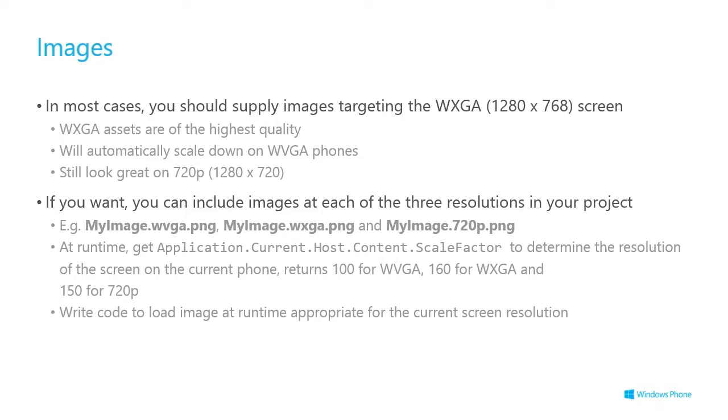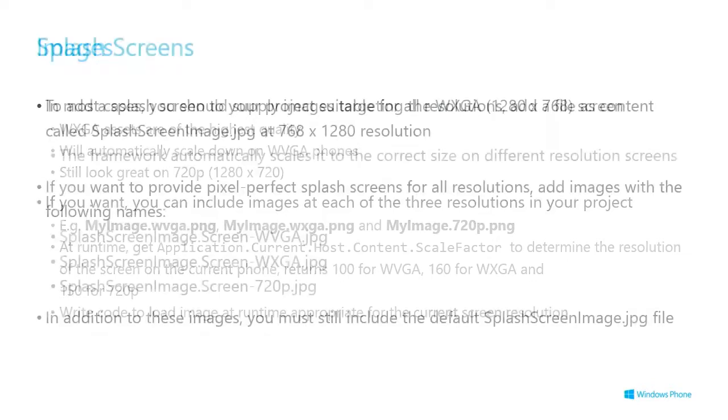Just include all 3 images in your project, and then in code you can get the Application.Current.Host.Content.ScaleFactor property, and that will return 100 for WVGA, 160 for WXGA, and 150 for 720p. So you can figure out what phone you're running on, and then use that information to load the appropriate image at runtime and show it. So you can do that.